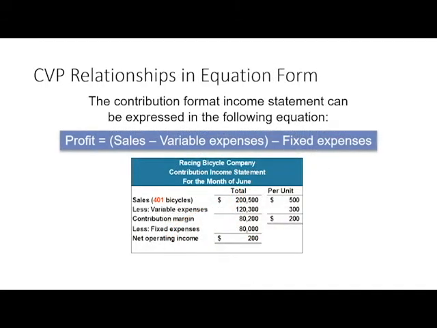CVP relationships in equation form. The contribution income statement can be expressed in the following equation. What we generate in the equation form actually comes from the income statement, whereby profit is equal to sales minus the variable expenses, and minus the fixed cost, and we will get the profit. So here is the profit of 200.